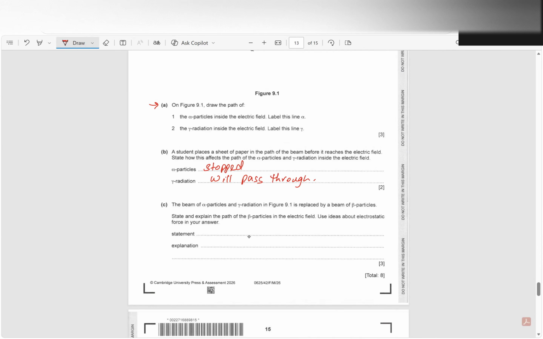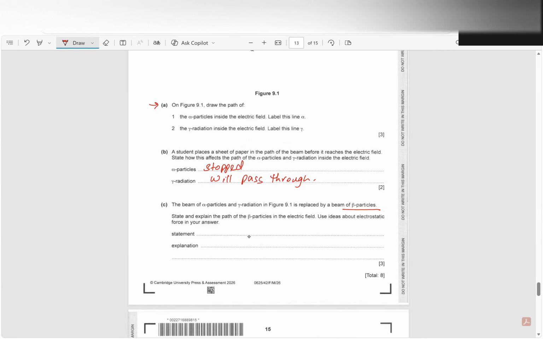So we have C part over here. It says the beam of alpha particles and gamma radiations in figure 9.1 is replaced by a beam of beta particles. Beta particles are negatively charged like electrons, and they're lighter. State and explain the path of beta particles in the electric field. Use ideas about electrostatic force in your answer. What are we going to say over here?